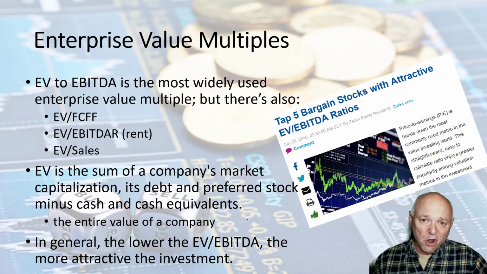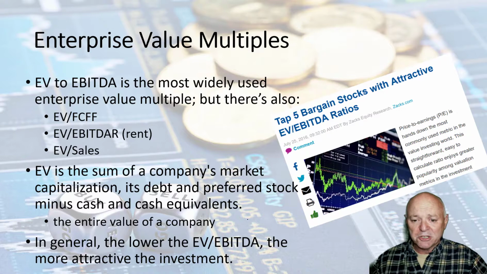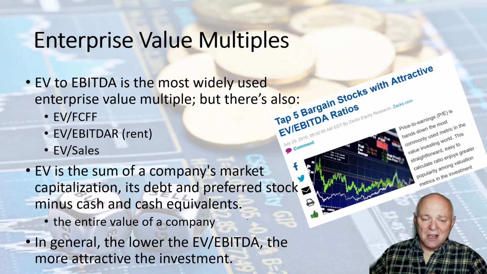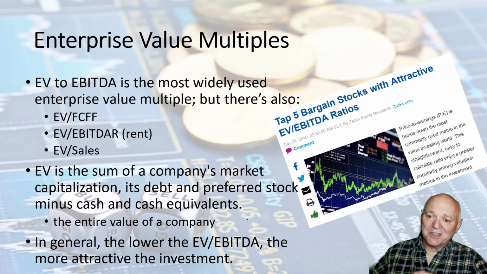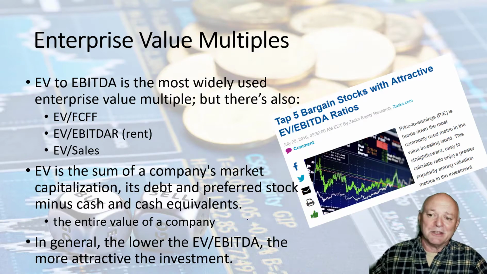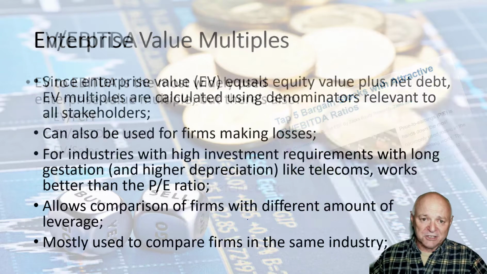And for all of these in common, the numerator is the sum of the company's market cap, all of its debt, preferred shares, and equity, at market value, if possible, are used in the numerator. So that's essentially the entire value of the enterprise. The lower the EV to EBITDA, the more attractive the investments. And so often we'll see things like bargain stocks with attractive EV to EBITDA ratios, essentially saying these are companies that are probably underpriced.